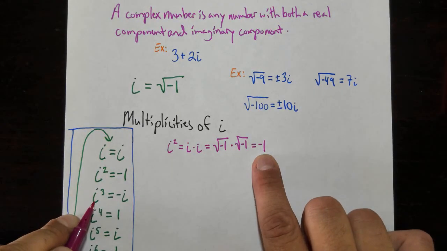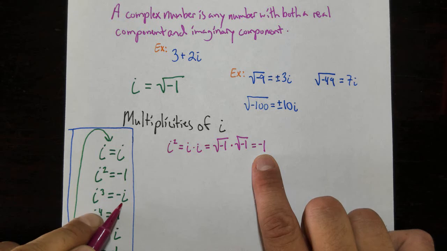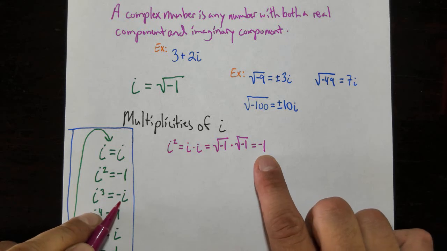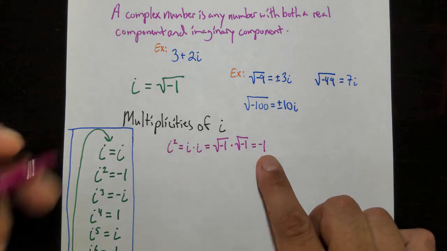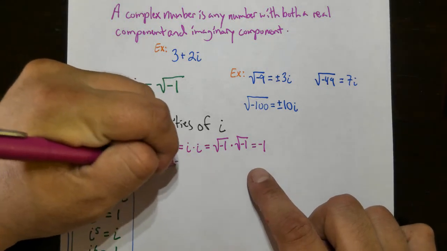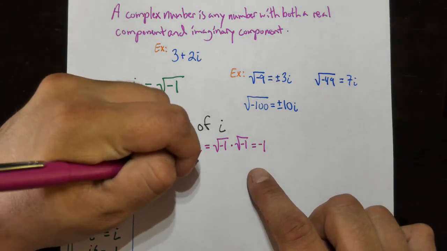Then I claim that i cubed is negative i. Well, let's think about this. i cubed is really i times i times i.